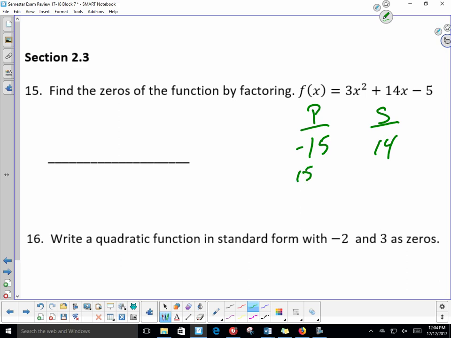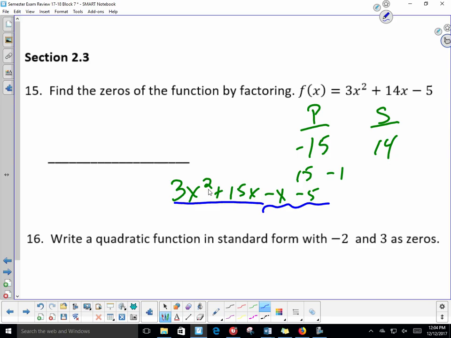15 and negative 1. So what do you do with the 15 and negative 1? You write the equation as 3x squared plus 15x minus 1x minus 5. And then what do you do? Factor it out, so 3x squared and 15x. And? Negative x and negative 5.